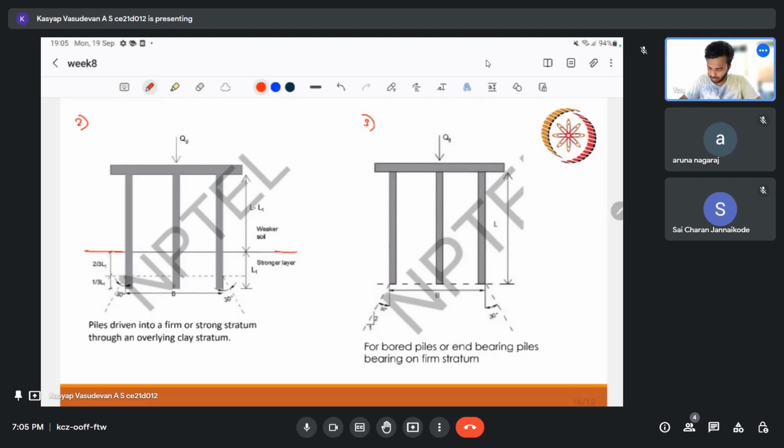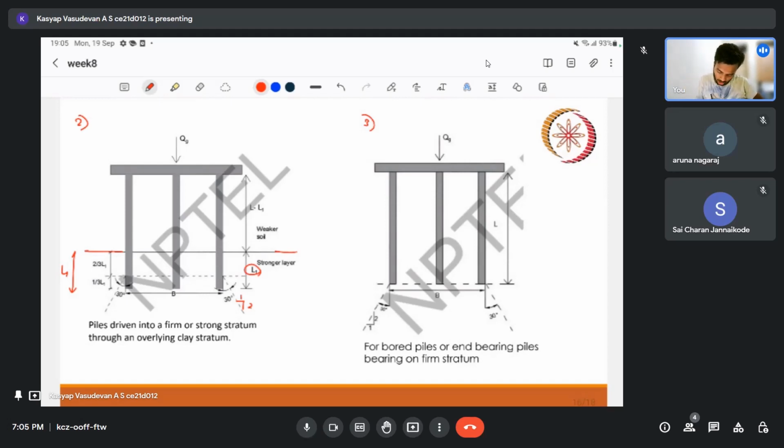So just as before, we will divide the stronger layer portion, this L1, into 2 by 3 and 1 by 3. And from the bottom 1 by 3, we will assume the load dispersion is taking place as 2 is to 1. So these all are assumptions. That is a problem. We cannot practically understand how the load dispersion is at the bottom of the pile after driving it, and how the distribution happens. So these are assumptions, but these are generally adopted in this case.